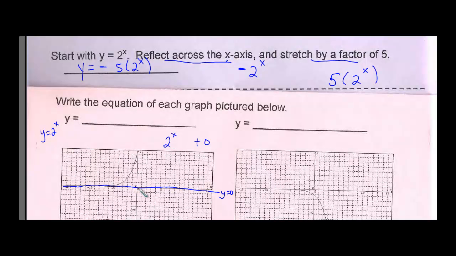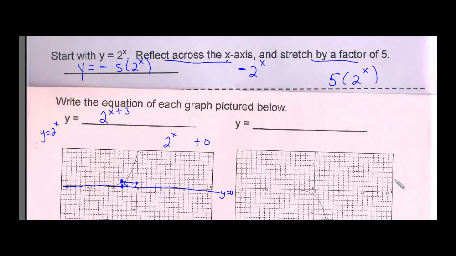Did I move? Did I reflect it? No. Looks like the starting point would have been here, because remember the asymptote did not move up or down, so that means it's still 1 unit away from the start of the graph. So that means the 1 unit away is right here. So this graph actually went from here 3 units to the left. So this is going to be y equals 2 to the x plus 3.